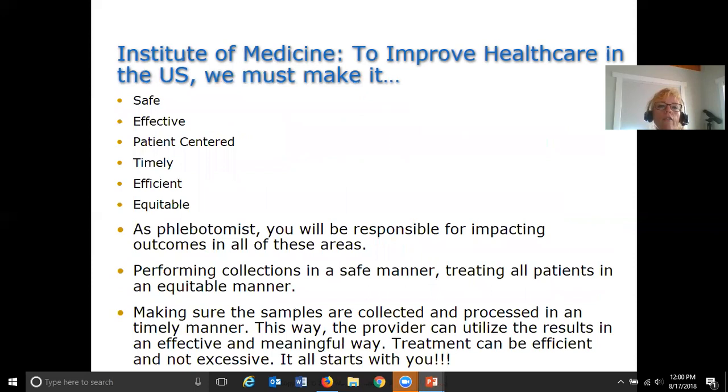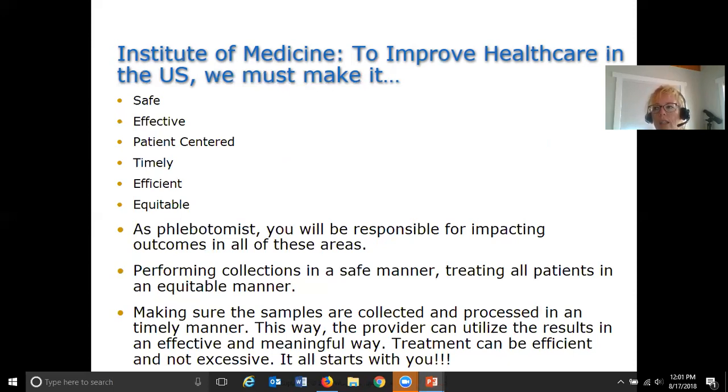So there's a government organization called the Institute of Medicine, and they actually study healthcare in the United States. And they really work hard to help educate healthcare providers to make healthcare better. And they say that in order for healthcare to be as effective as it can be, in general, we have to do what we do safely. We have to be effective. We have to put the patient at the center of our decisions. So every decision we make has to be what's best for the patient.